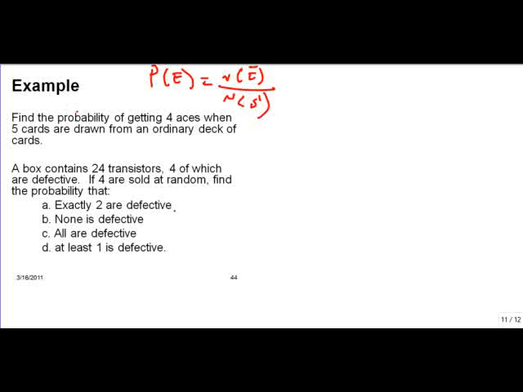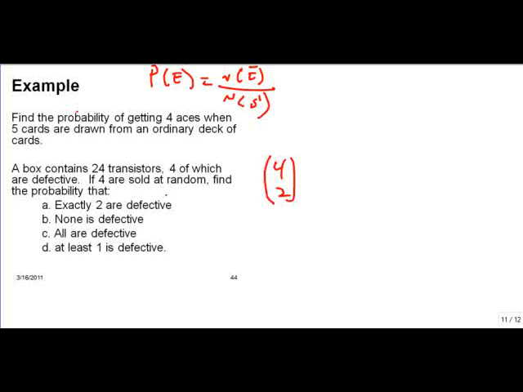Exactly 2 are defective. So if we want to go in and grab 2 defective, we have to ask ourselves how many transistors are defective. Okay, so we know that 4 are defective, and we want 2 of them. Since we have 4 bad ones and we want any 2 transistors, and order doesn't matter, there is 4 choose 2 ways of doing that.